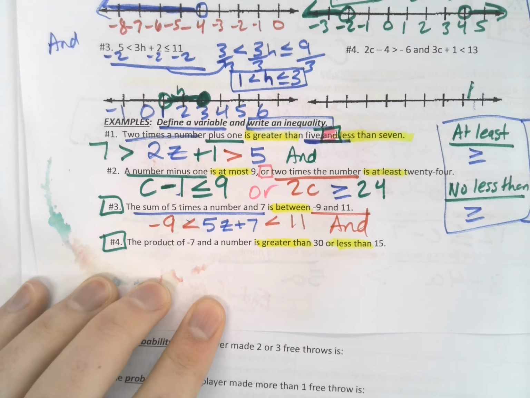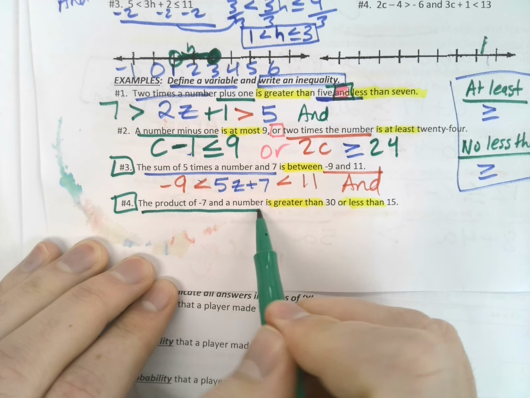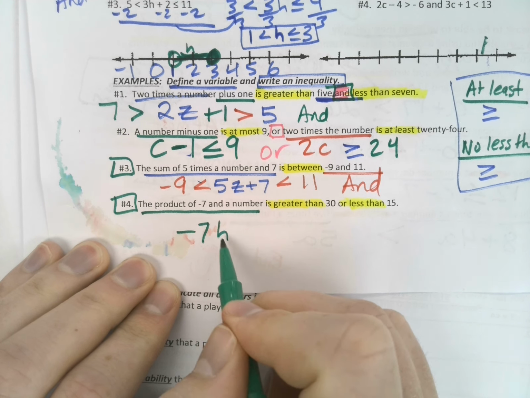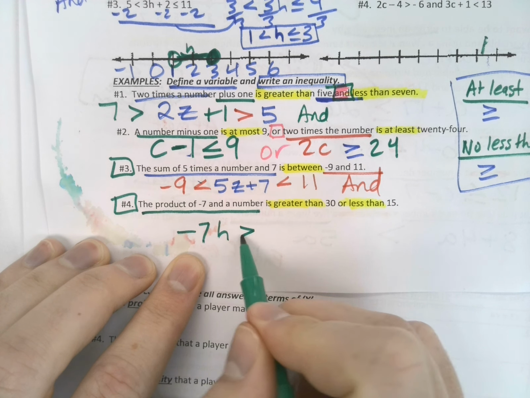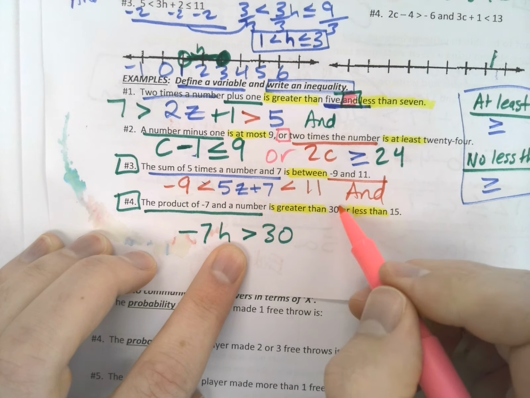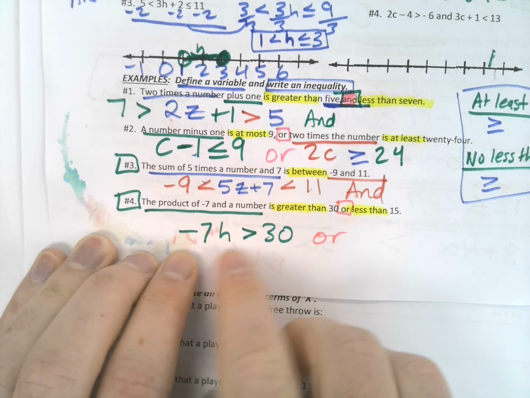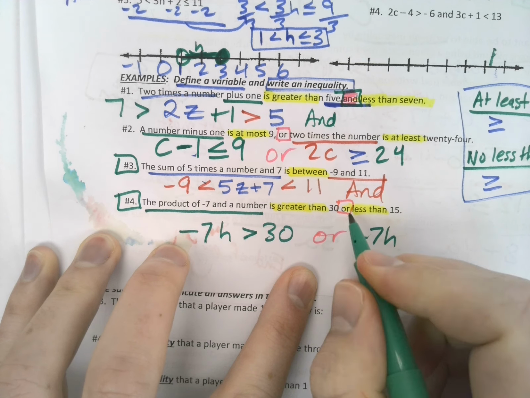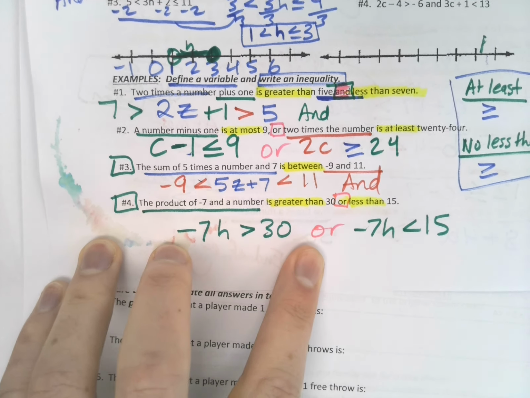And speaking of something that's not an and problem, check out this next one. The product of negative 7 and a number. Shelby, what do you want to call that number? H. That's my second favorite letter. Is greater than 30. Okay, well that's simple. Ooh, what's that word right there? Or. Or is less than 15, so we still use negative 7h. That part doesn't change. But negative 7h is either greater than 30 or it is less than 15. And that is an or problem.